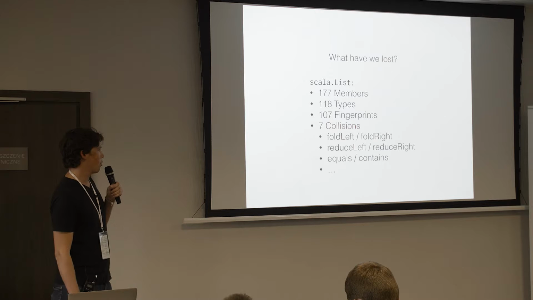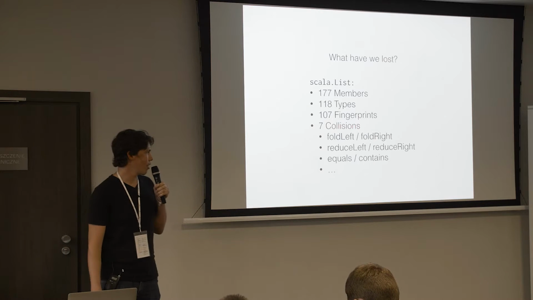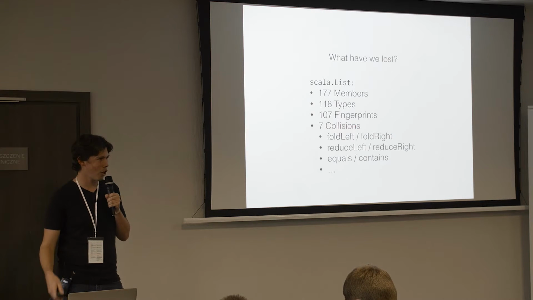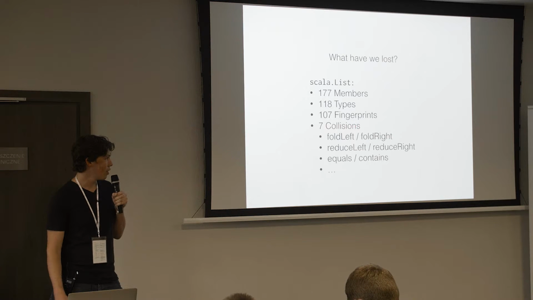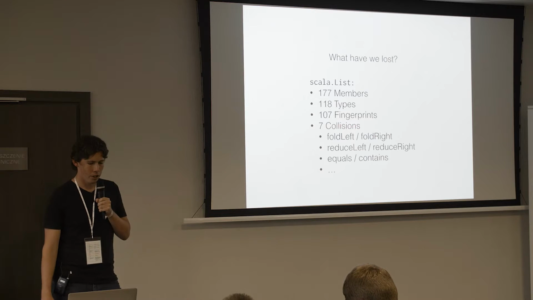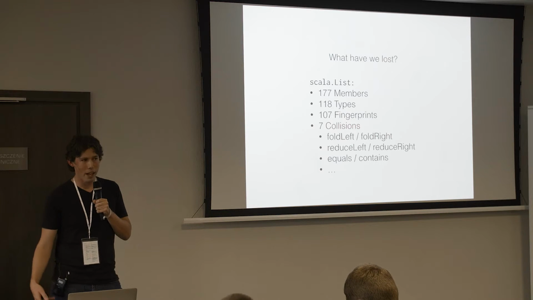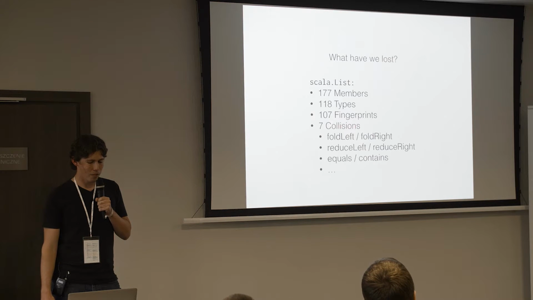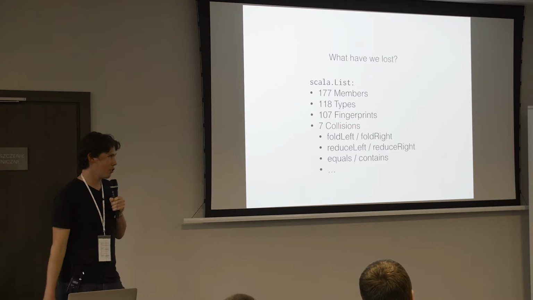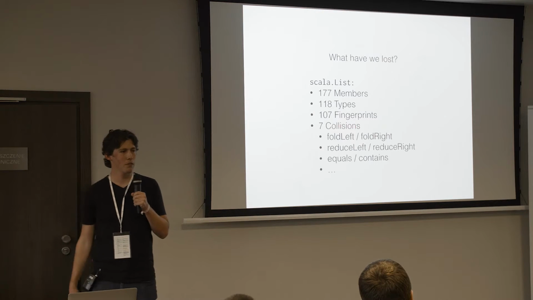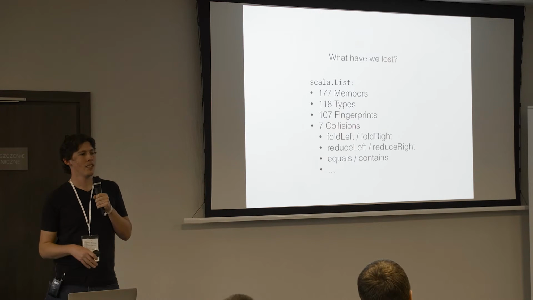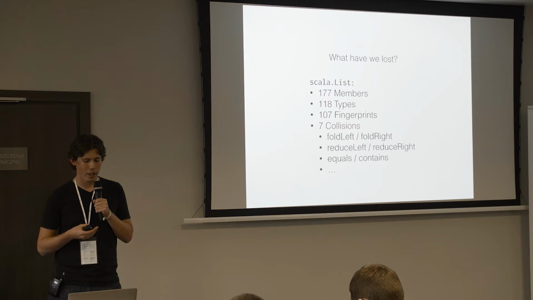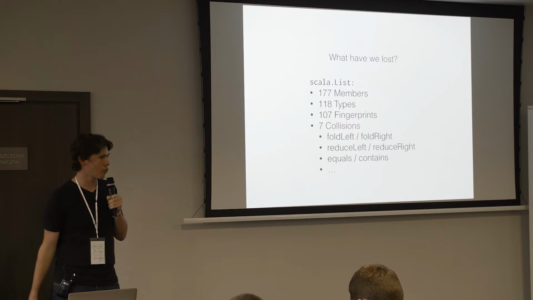Another collision is equals and contains. Here the problem is the legacy from the Java object type. So equals is, in this case, list of A to any, and contains is list of A to list of A. So here's also some information we lose through the replacement of the type parameter.